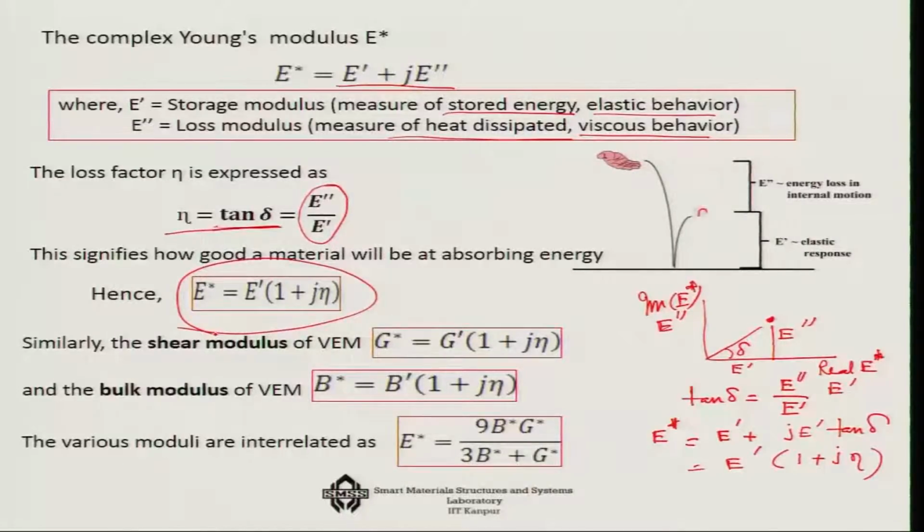Now, that is for the Young's modulus. Similarly, the shear modulus can be derived as G prime into 1 plus j eta, assuming that the loss factor is the same in all the cases, and the bulk modulus as B prime into 1 plus j eta. The relationship between the Young's modulus, bulk modulus and shear modulus is E star equals 9 B star G star over 3 B star plus G star. So, thus we can get the modulus of elasticity of the system.